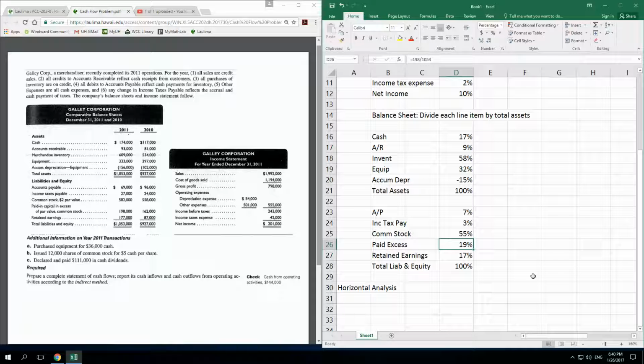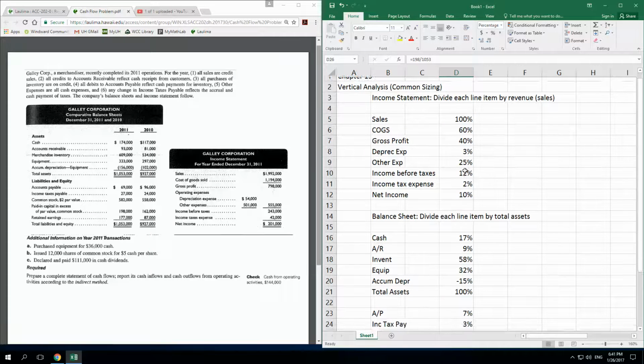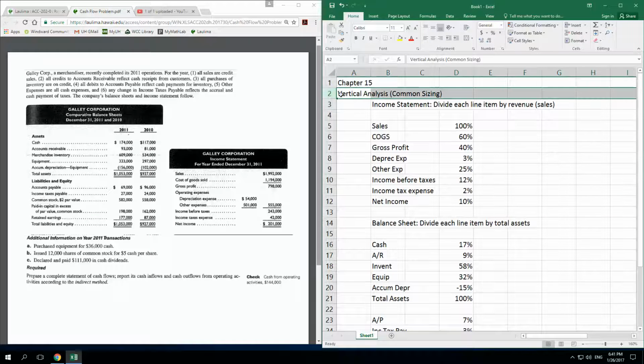Okay. So for vertical analysis, just remember total assets for the balance sheet and sales or revenue, right, for the income statement. Okay. And it's called common sizing. Okay. So we got that guy in there. Everybody okay?